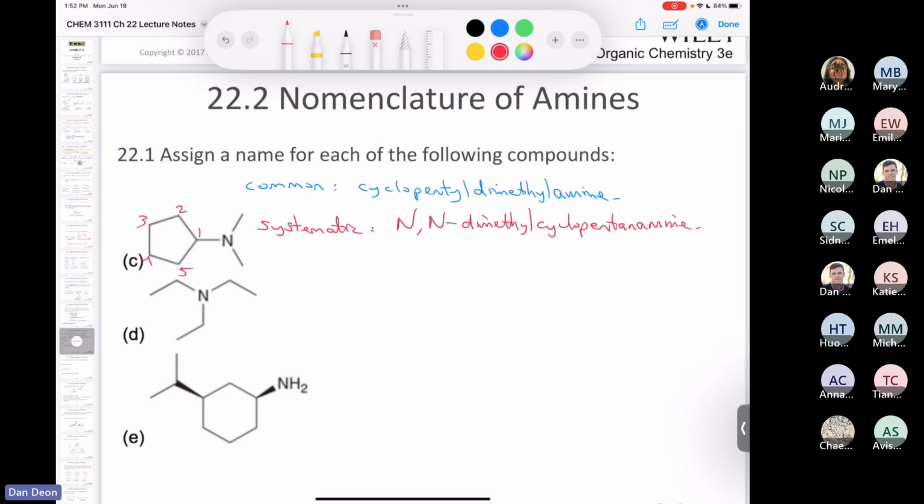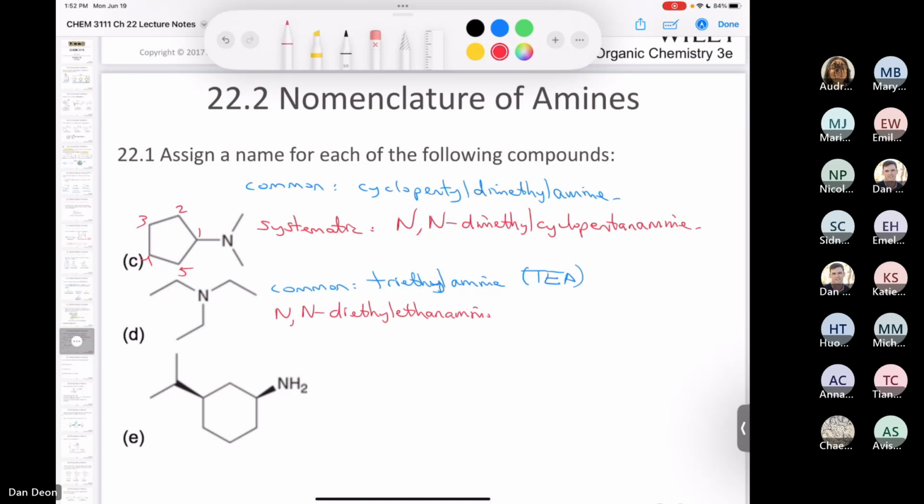Could anybody give me a common name of the next one? Oh, we already did this one. Sorry, my mistake. I did this one on a previous slide. This is triethylamine. We actually have an acronym for this one. We call it TEA sometimes. Could anybody give this one a systematic name, though? The longest carbon chain has 2 carbons, so it would be an ethanamine. And then it has N-ethyl and N-ethyl. So the systematic name would be N,N-diethylethanamine.